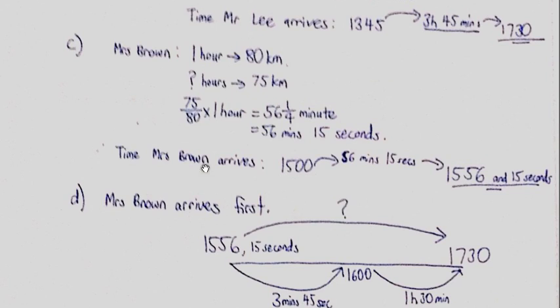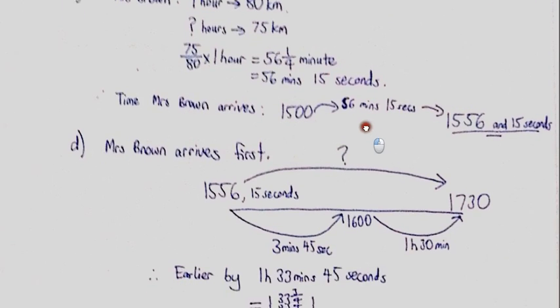Therefore, for the time Mrs. Brown arrives, from the moment she was at the point 1500, we move 56 minutes and 15 seconds later, and she will arrive at 15:56 and 15 seconds. This is the time Mrs. Brown would arrive. Part D.